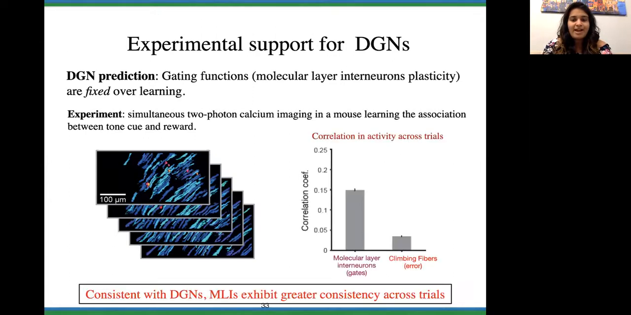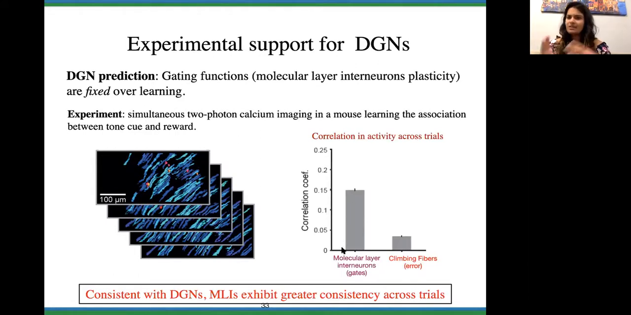Here I'm plotting the correlation coefficient between the activity of molecular layer interneurons, or gates, and climbing fibers, or error signal, so the correlation between their activity across trials. You notice that the gates have significantly higher correlation compared to the climbing fibers. As learning is progressing, you would expect the error to change, and it seems to be changing quite a bit. So it has low correlation across trials, but these gates seem to be relatively constant.